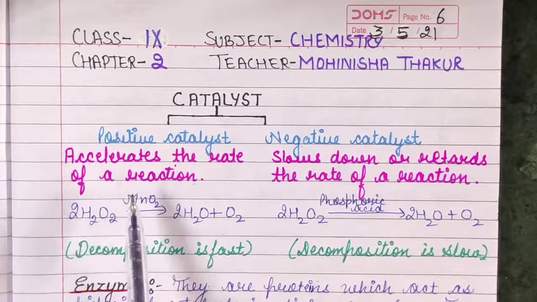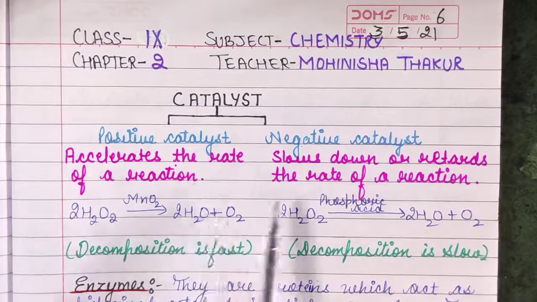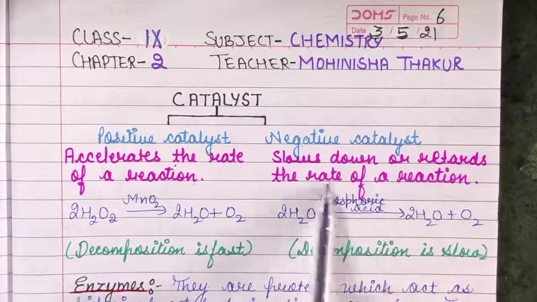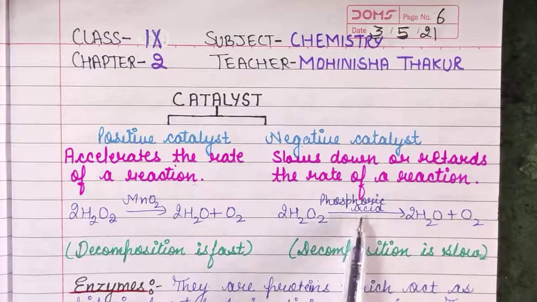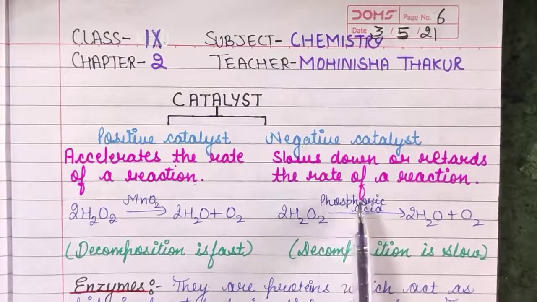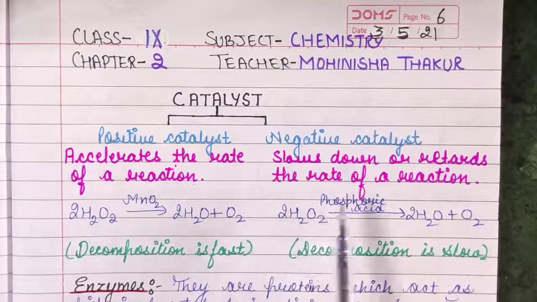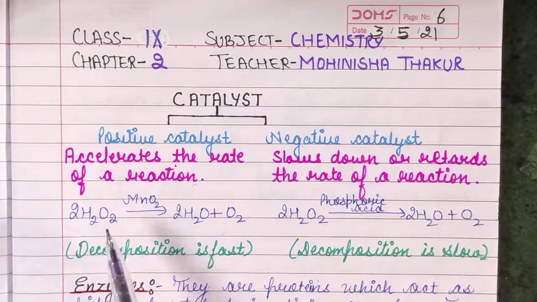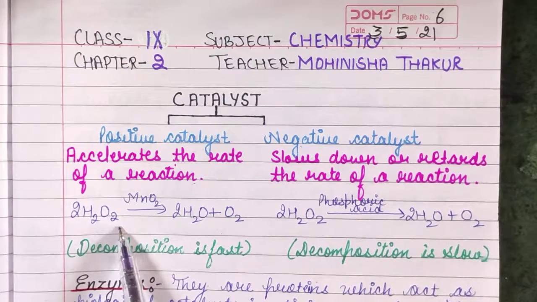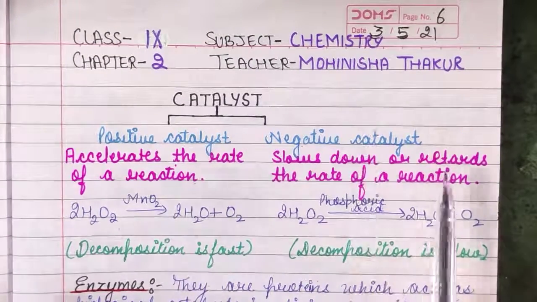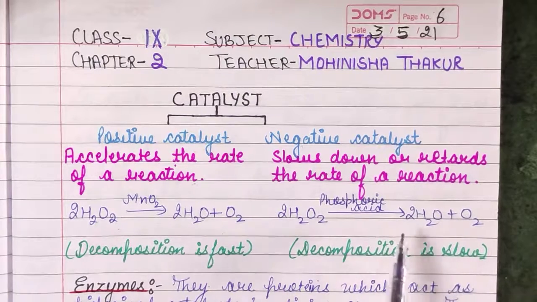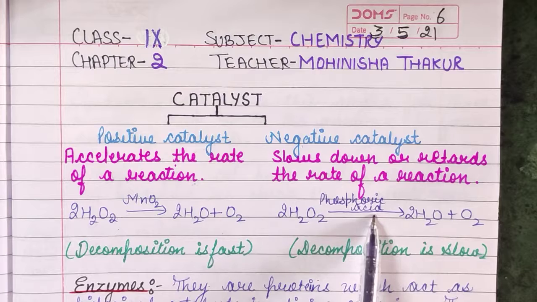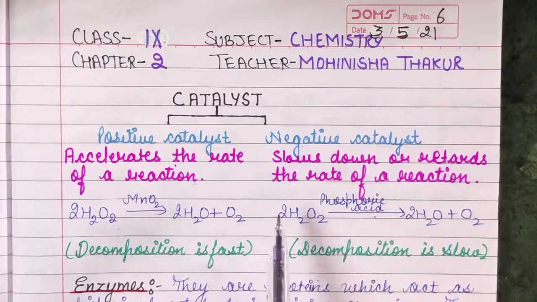because MnO2 works as a catalyst which accelerates the rate of reaction, whereas in the negative catalyst, phosphoric acid acts as a negative catalyst because it slows down or retards the rate of reaction of hydrogen peroxide. Whereas in a positive catalyst decomposition is fast, in a negative catalyst decomposition is slow, because the phosphoric acid, which is a negative catalyst, retards the rate of reaction.